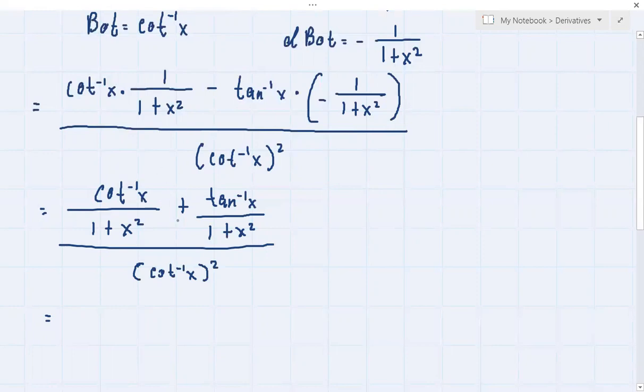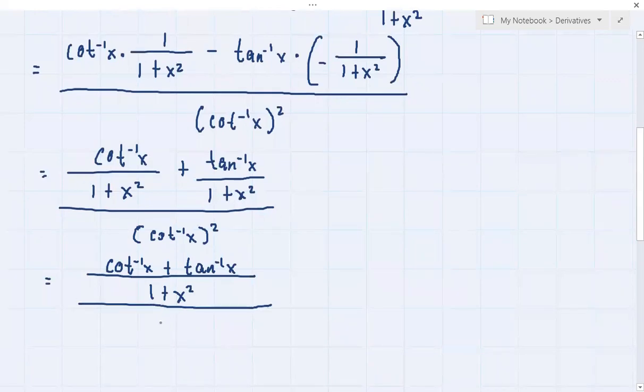Two terms in the numerator are similar fractions. So we can basically combine the numerators and copy their common denominator. So magiging arccotangent plus arctangent all over 1 plus x squared. Then let's copy their denominator, which is the square of arccotangent.